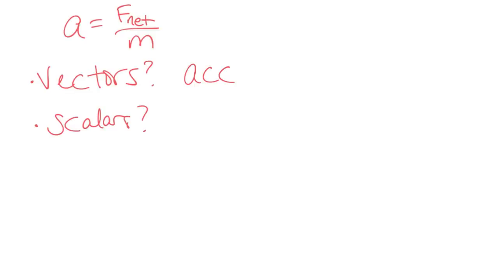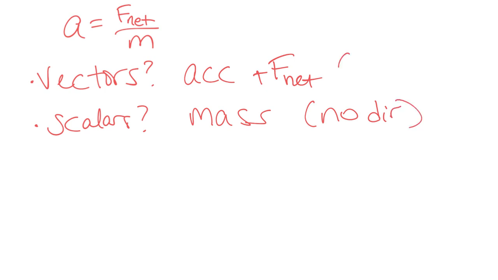When we look at a equals F net over m, we're looking at which are vectors, which are scalars. Acceleration is a vector and net force. Very good. And what's a scalar? Everyone? Mass. There you go. Because honestly, what does it mean to have like 2 kilograms that way? That makes no sense. So yes, the vectors have direction, scalars, no direction.